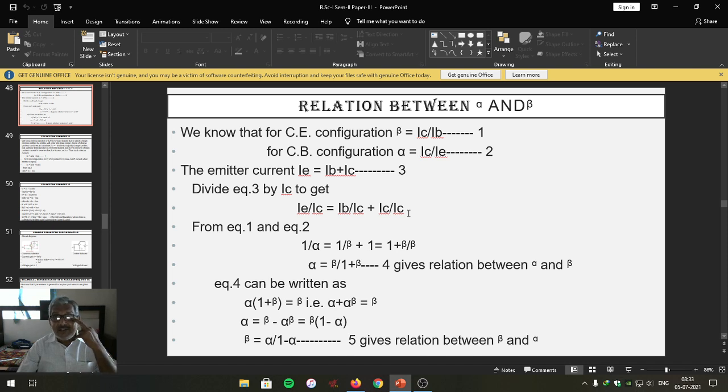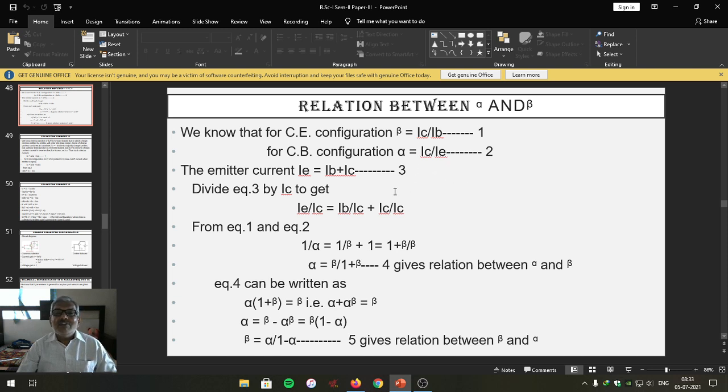Students, we are well aware that IC upon IC is 1. And by using equation number 1, we can say IC upon IB is equal to beta. Therefore, IB upon IC is the reciprocal of beta. It is 1 upon beta. From equation number 2, we have alpha is equal to IC upon IE. Therefore, IE upon IC is 1 upon alpha.